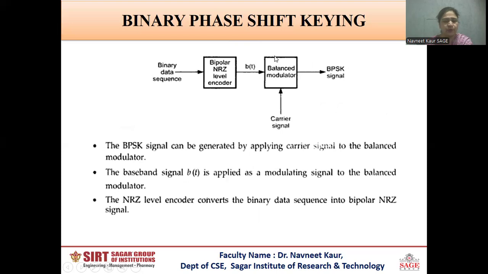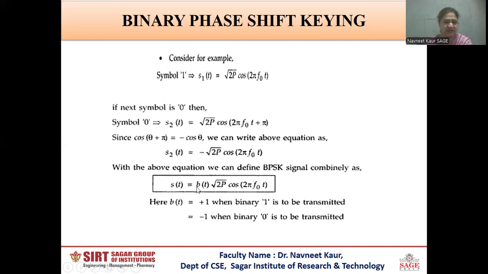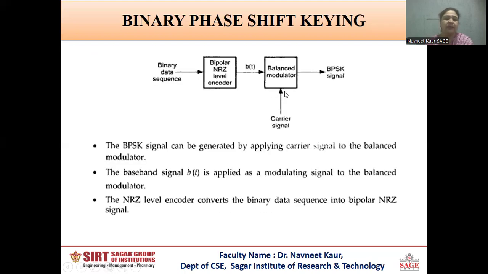Now this balanced modulator will act as a multiplier. So when these two signals are multiplied, I'll get my BPSK signal, where bT and this carrier is root 2P cos 2 pi f naught t. So bT will be multiplied by root 2P cos 2 pi f naught t, which will give me this equation, which is the equation of the BPSK signal. So this is how the BPSK signal is generated using a balanced modulator.